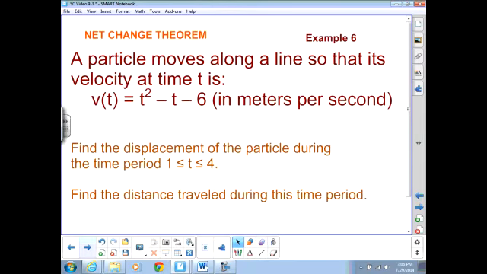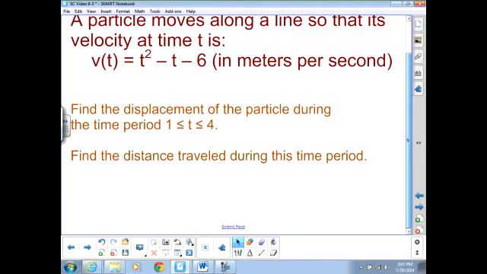So the example we're going to look at today has two parts. We're going to take this velocity function, t squared minus t minus 6 in meters per second, and we're going to find first the displacement. So that's just seeing the net change. And then we're going to find the actual distance that we traveled. There we'll have to take into account the absolute values.